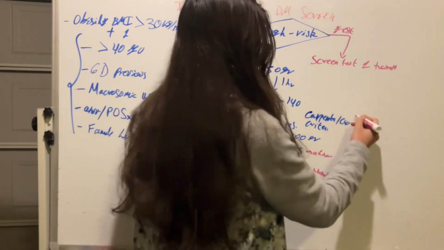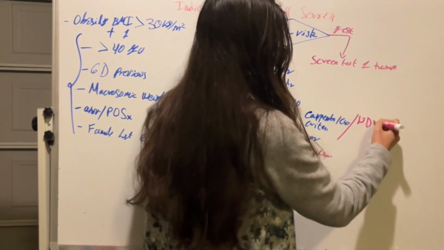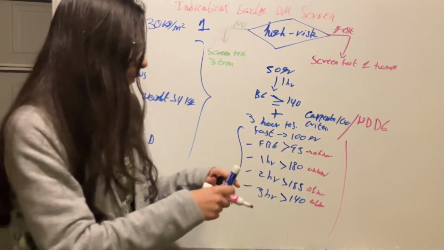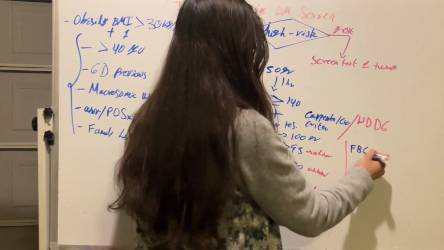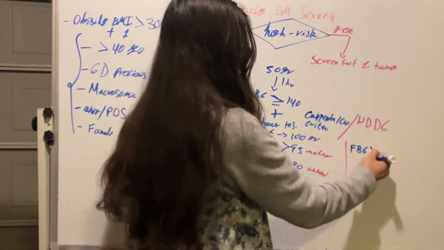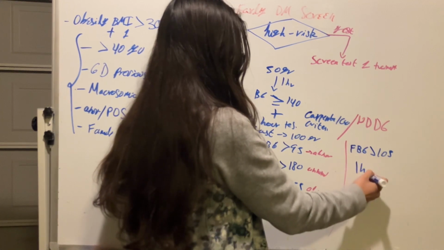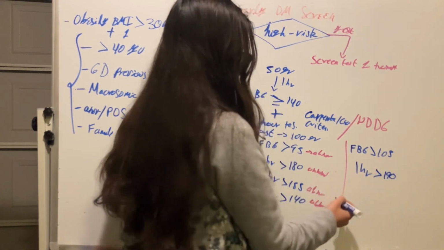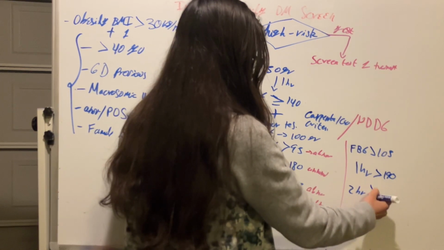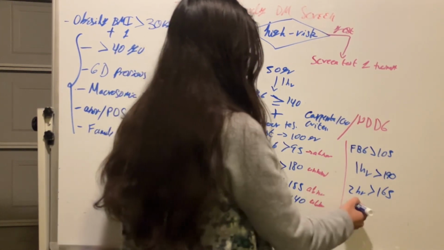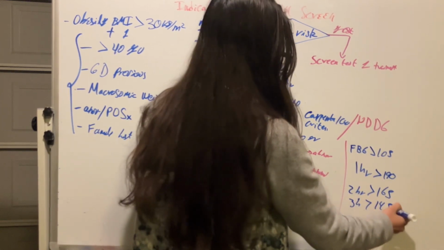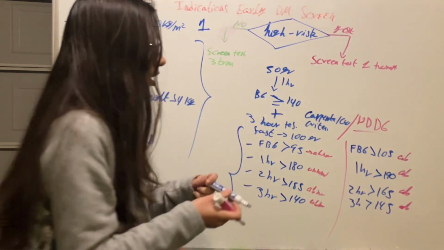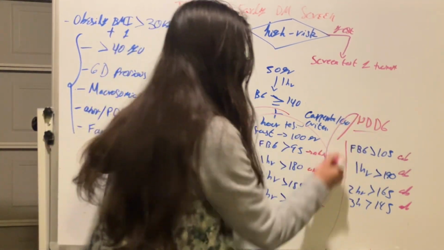But the criteria for the National Diabetes Data Group is about 10 milligrams per deciliter higher than this. So fasting blood glucose criteria with the NDDG is greater than 105. Blood glucose 1 hour after the 100 gram load is abnormal if greater than 190. 2 hours after the load, abnormal is 165, and 3 hours abnormal is 145. These are the abnormal values with the NDDG, or in the Carpenter criteria, these are the abnormal values.